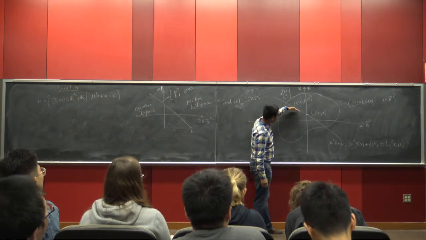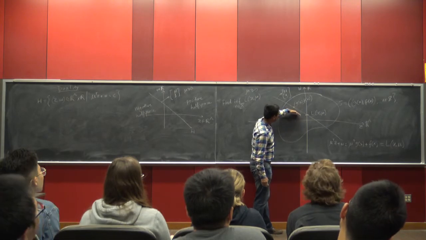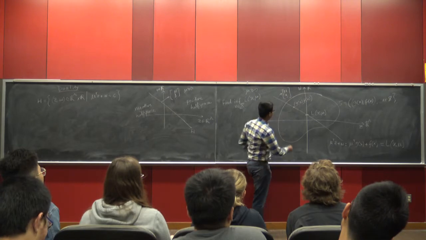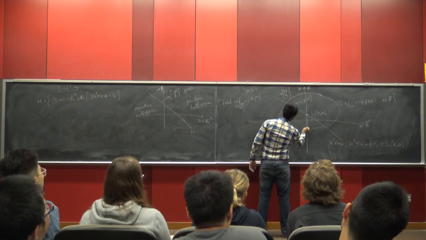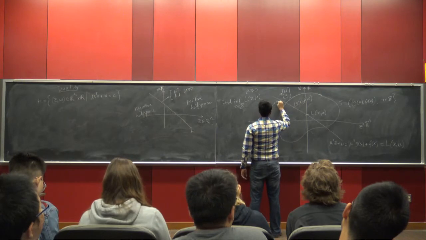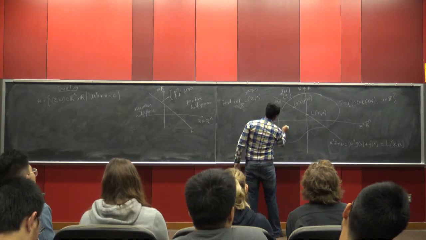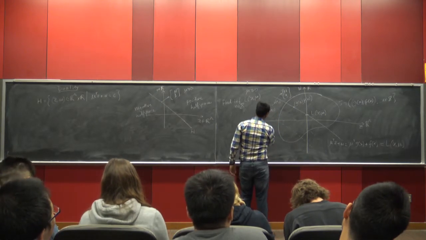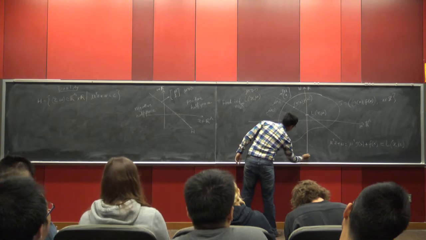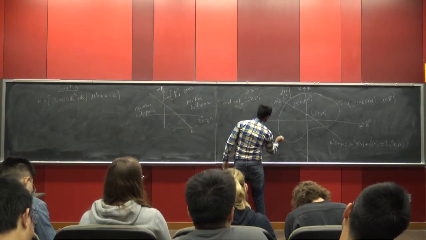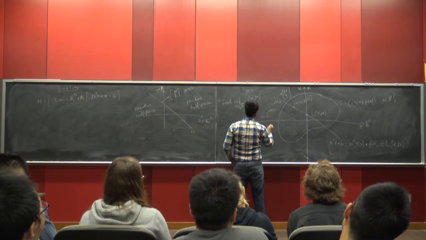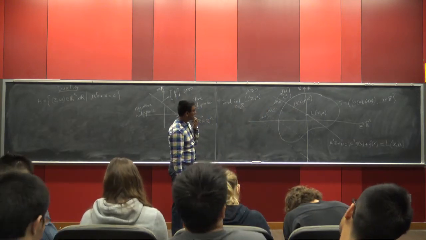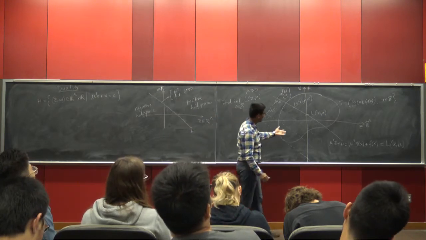So guess what? I can translate this line in this direction without changing the normal, okay? So this line also has a normal (mu, 1). This line also has a normal (mu, 1). And this line also has a normal (mu, 1), right? Because they are all parallel to each other, even though they don't look it in the figure, but they are parallel to each other, okay?